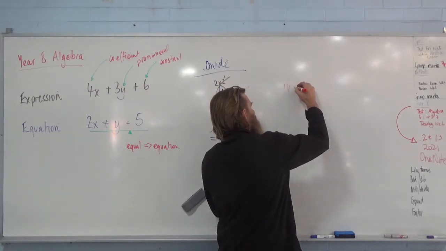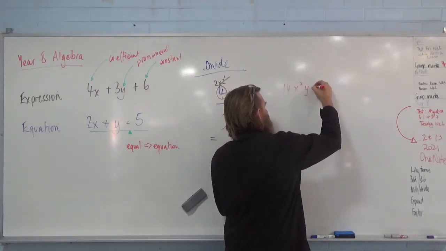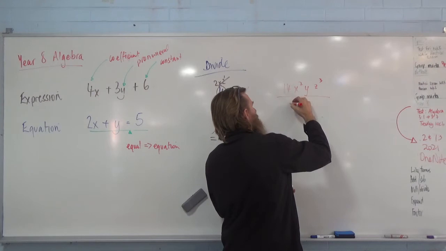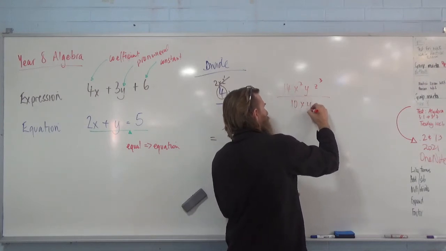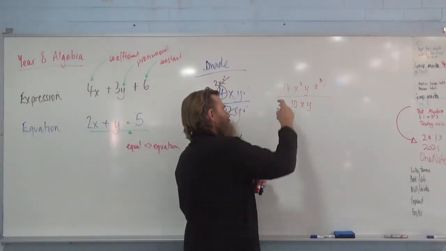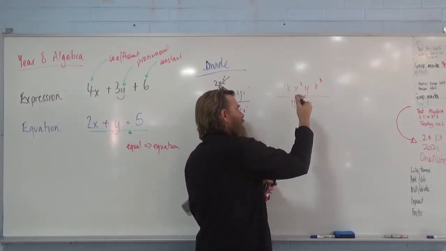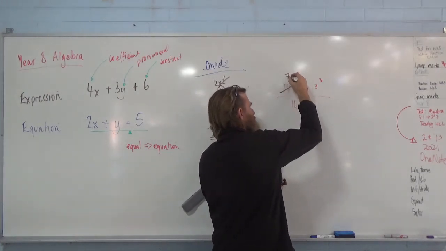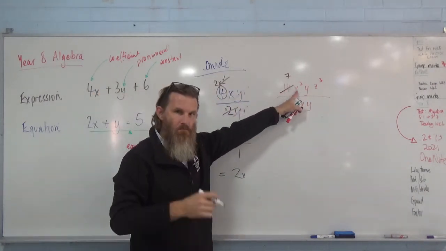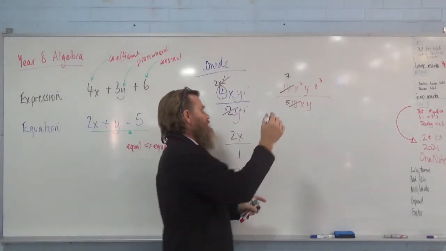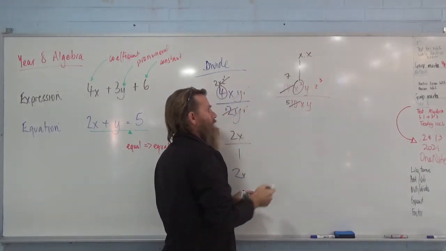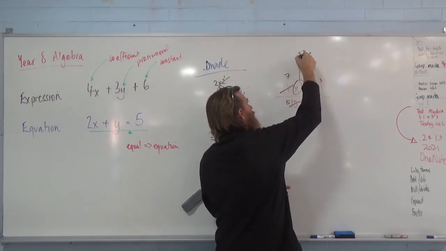14 x squared y z cubed over, let's go with 10 x y. There we go. Have a look at that one. Look at the numbers. What will divide into both? 2 will divide into both. Goes in here 7 times. Goes in here 5 times. Remember, x squared means x times x. So, what I can see this as is x times x. So this x will cancel with one of these.